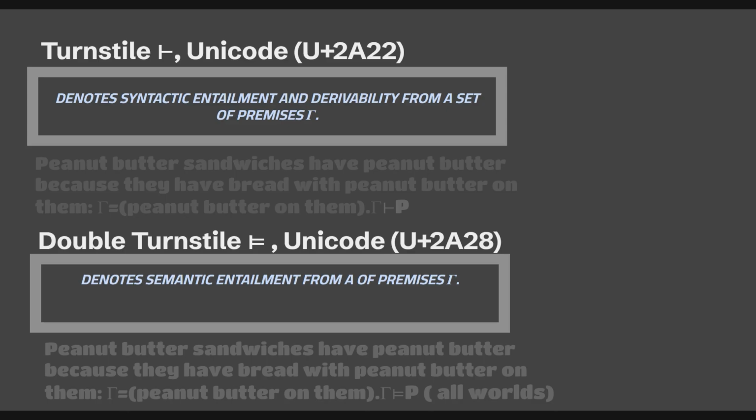Turnstile looks like a turned top. It denotes syntactic entailment and derivability from a set of premises P, where P is provable from a set of premises, such as the example shown below. Double turnstile denotes semantic entailment from a set of premises P.